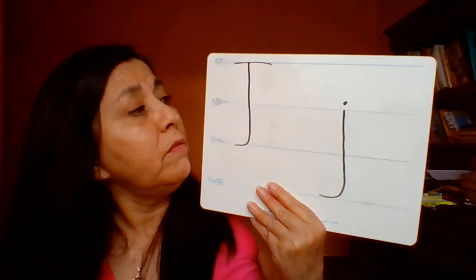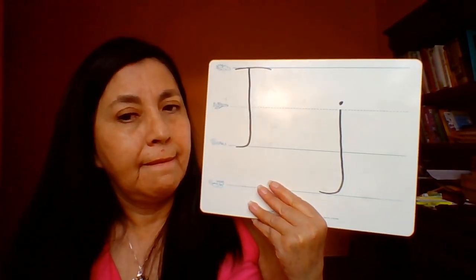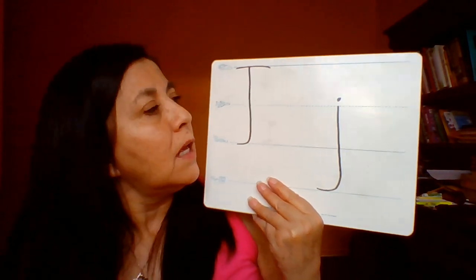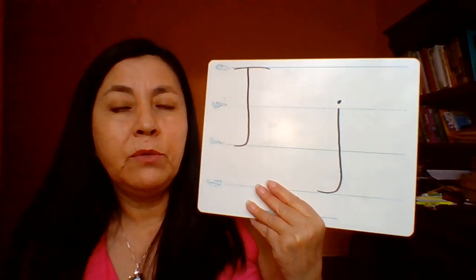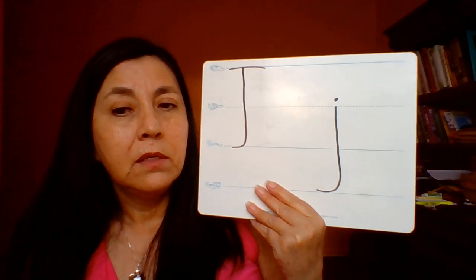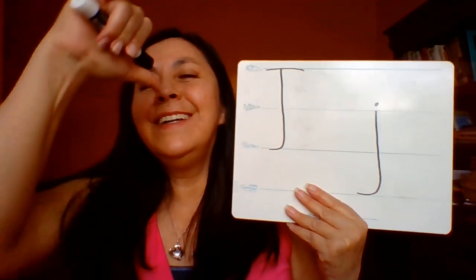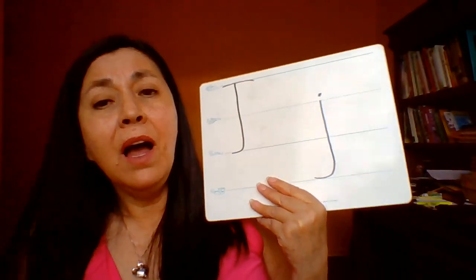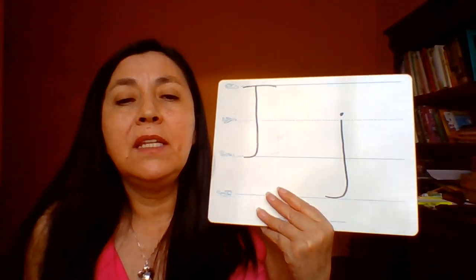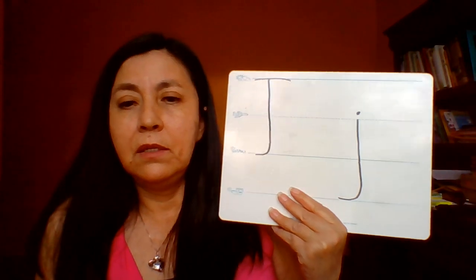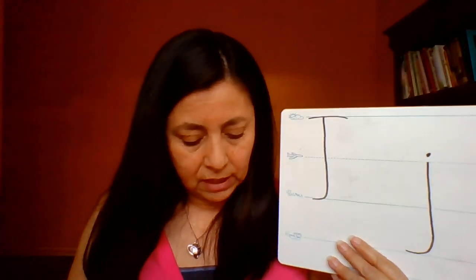Okay, what is the name of this letter? J. What is the picture to help us remember the sound? J. No, jug. Sorry. And what is the sound that this letter makes? J. I was thinking in the next answer.